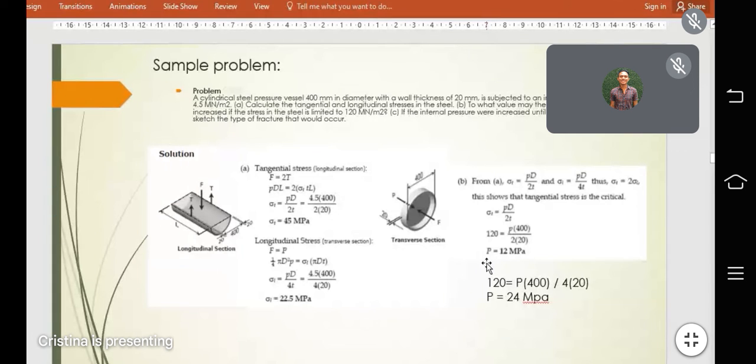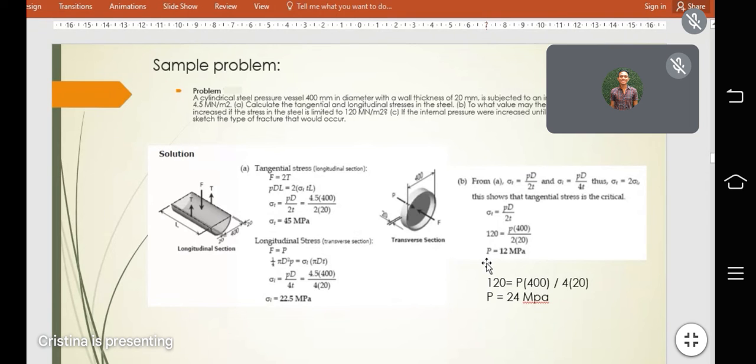If we have a pressure of 24 MPa in our tank, we are going to consider the longitudinal stress and the tangential. First, let's check the tangential. We have 24 times 400, the same properties, divided by 40. We get 240 already. So the tank would burst, which is why the limit is only 120. So that's the explanation that I want.